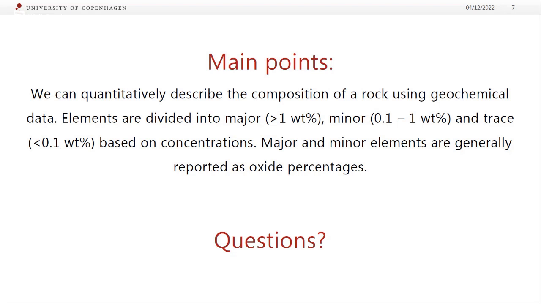All right. So the main point of that is that we can quantitatively, so with numbers, describe the composition of a rock using geochemical data, and we broadly divide the elements into major, minor, or trace elements based on the concentrations. We generally report major and minor elements as oxide percentages. Any questions from that?